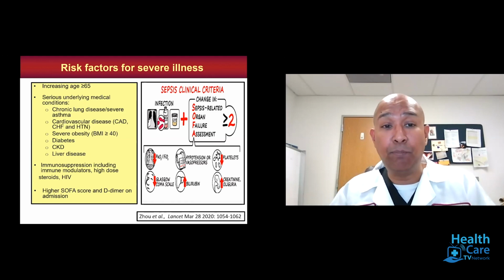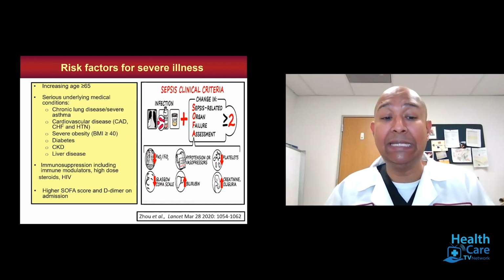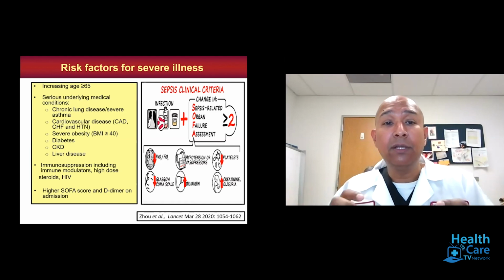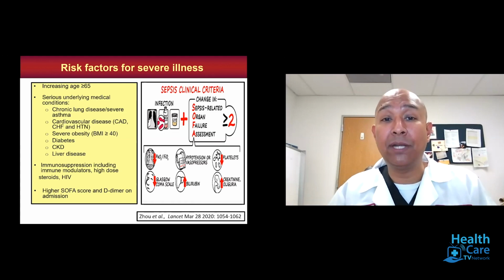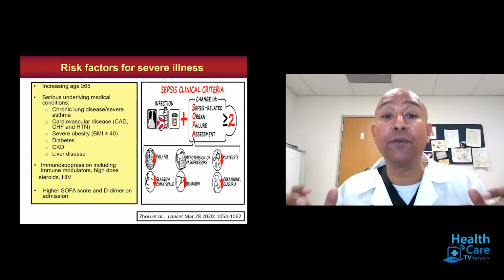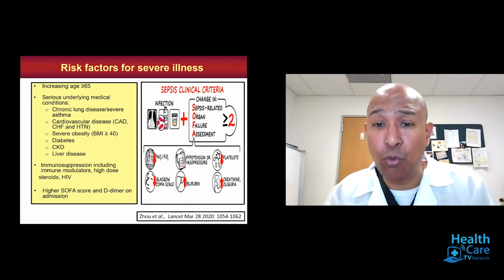And the last bullet point that you see is going to be people with a high SOFA score and a D-dimer on admission. So SOFA score is something I traditionally talk about when I talk about, well, what is the criteria for sepsis? If you look at the right side of your screen, I put some of the SOFA score there.